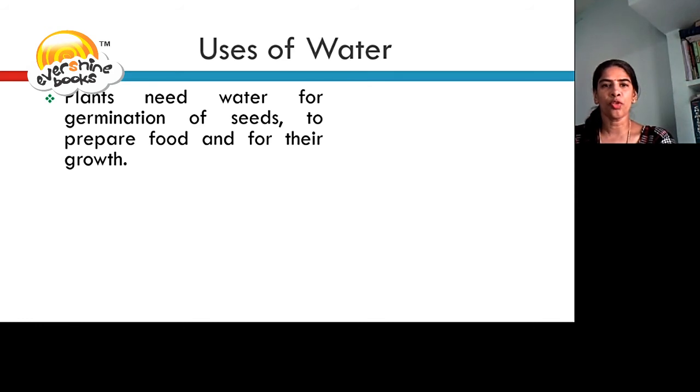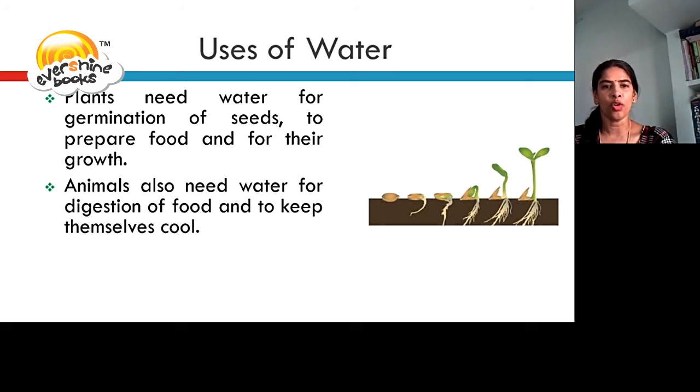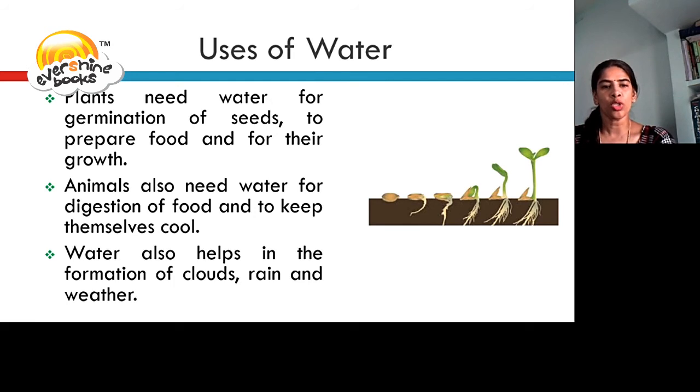Uses of water. Plants need water for germination of seeds, to prepare food and for their growth. Animals also need water for digestion of food and to keep themselves cool. Water also helps in the formation of clouds, rain and weather.